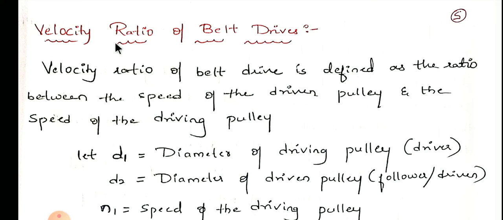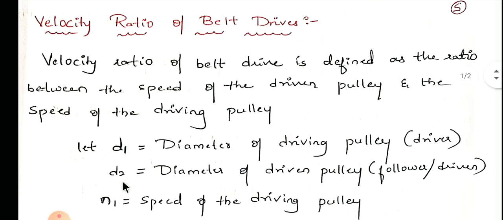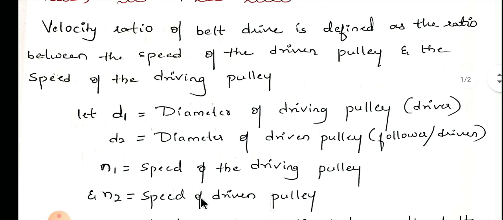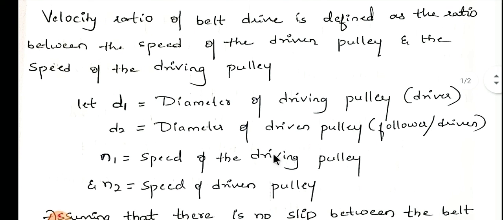Velocity ratio is the ratio between the speed of the driven pulley and the speed of the driving pulley. It is nothing but the ratio of N2 by N1. In this case, we'll be using these notations. D1 is the diameter of the driving pulley, also called the driver pulley. D2 is the diameter of the driven pulley, also called the follower pulley. N1 is the speed of the driving pulley or driver pulley. N2 is the speed of the driven pulley or follower pulley.